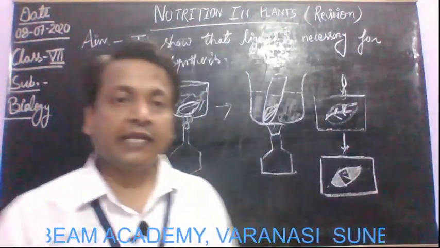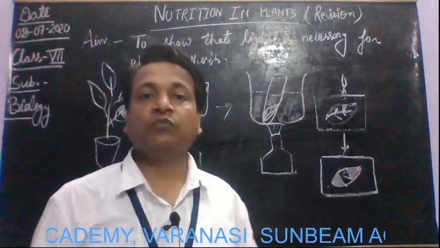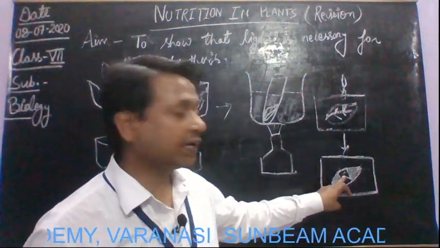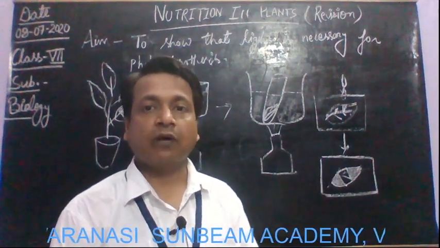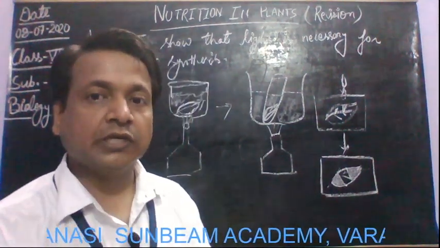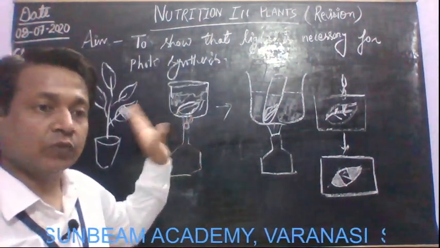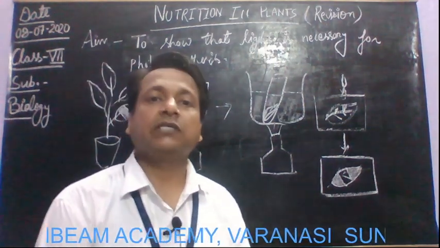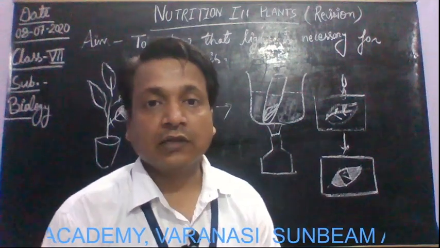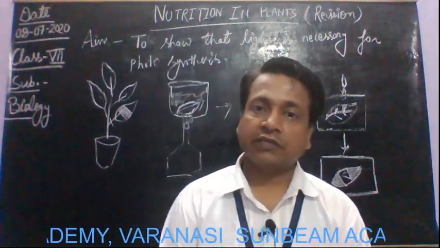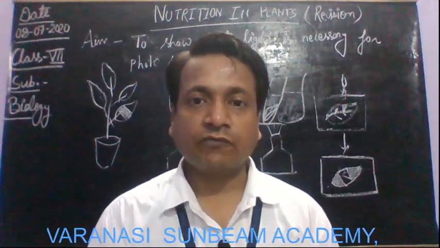So this indicates that starch formed in the uncovered part of the leaf, while in the covered part of the leaf where light was not able to fall, starch was not formed, and as a result there is no change in color observed. So this activity shows that light is one of the important conditions which is necessary for photosynthesis. Now, after this, we have another condition which is necessary for photosynthesis, that is chlorophyll. So, let's come to that.